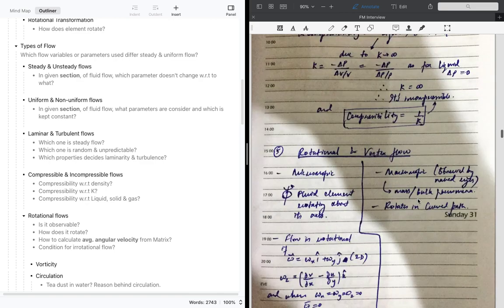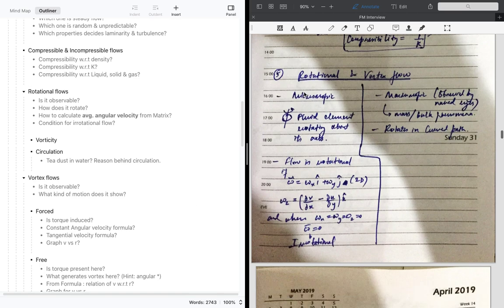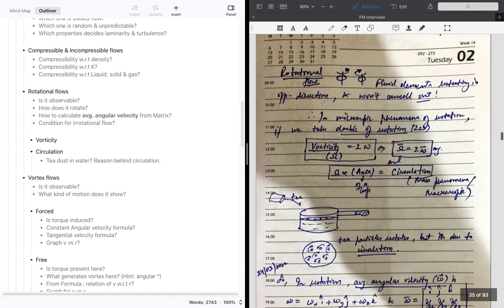Okay, then let's talk about the rotational flow. Rotational flow is basically microscopic in nature. We can't see it with naked eyes. That means the fluid element rotates about its axis. It's not observable, but when these two fluid elements rotate counterclockwise, that means in the opposite direction, they don't cancel out. Basically, they increase. That creates a vorticity.